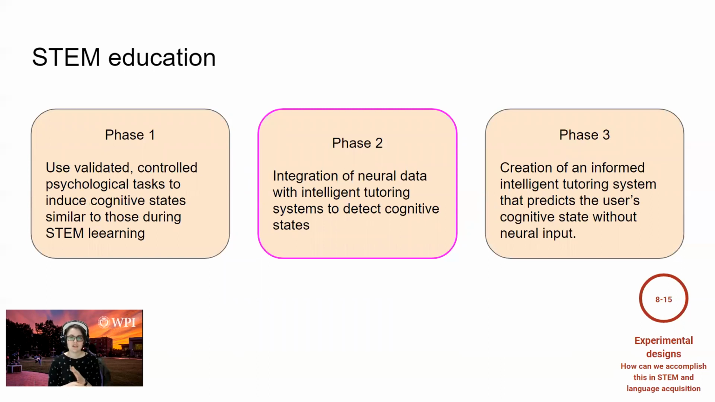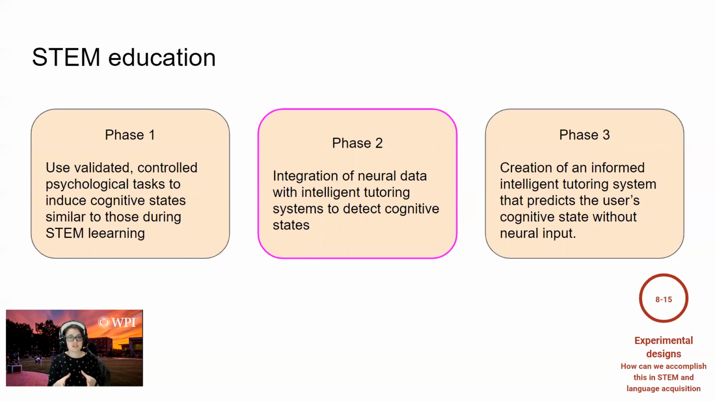Right now, we're finishing up that collection of the psychological task data and transitioning that over into an intelligent tutoring system to detect the cognitive states. So we want to see if the states that we detected in phase 1 are still detectable in phase 2 with something that's a bit more of a looser environment. And then phase 3 would be creating an informed intelligent tutoring system.